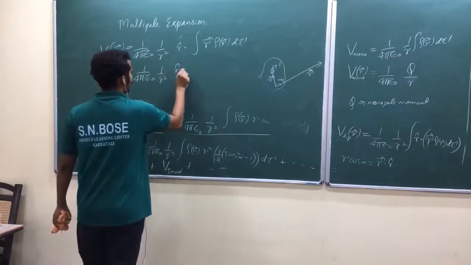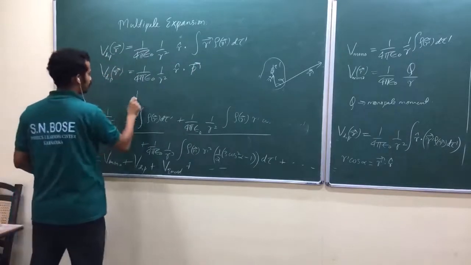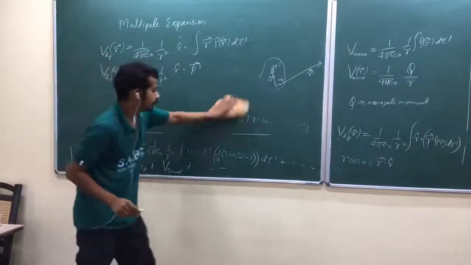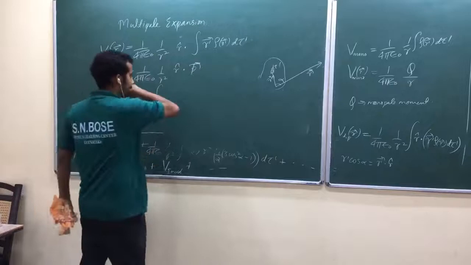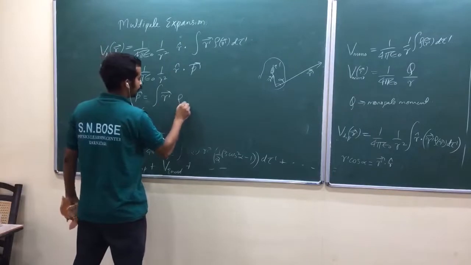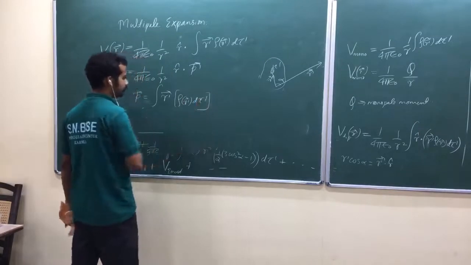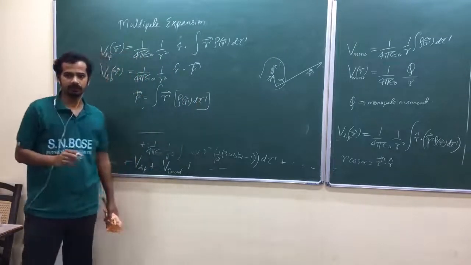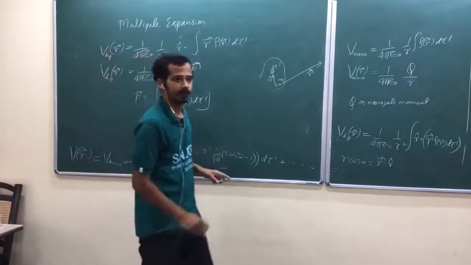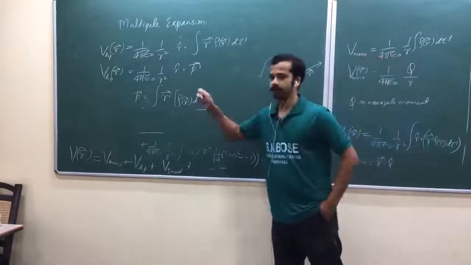1 by r square, r cap dot p vector. Okay, what is that p vector? Integral of, it's a vector integral. Be careful, okay? This is a vector integral. You have to take care over that one. r prime vector, rho of r prime d tau prime. What is rho of r prime d tau prime? dq. Am I right? That's a small elementary charge. It is located at r prime. Position vector of the location of the charge multiplied with the charge, integrated.